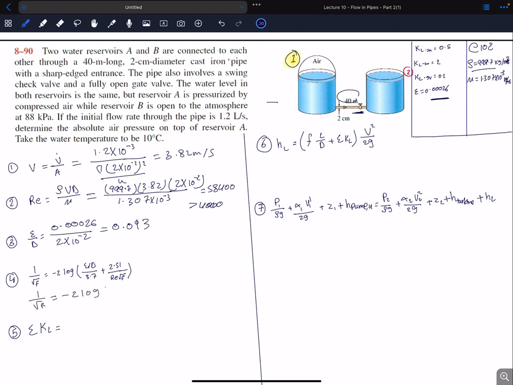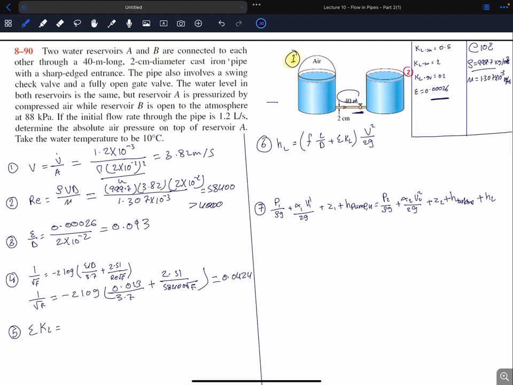-2 log of 0.013 divided by 3.7, plus 2.51 divided by the Reynolds number, which is 58,400. The result is 0.0424, the friction factor.